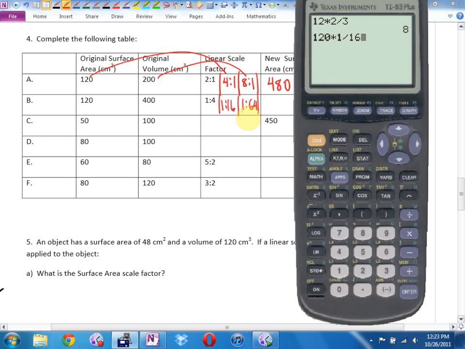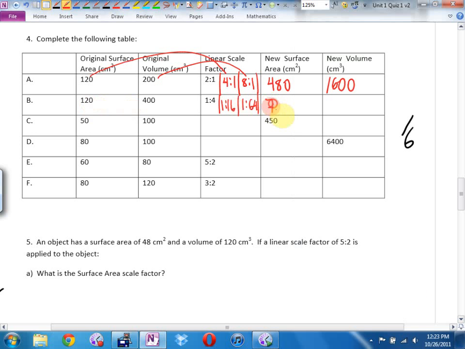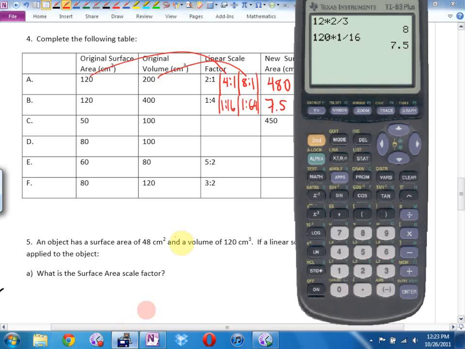Square it, right? Cube it. And because it's a reduction, 120 times 1 divided by 16, my new surface area, 7.5, folks, is that right? And 400 times 1 divided by 64, 6.25, there's my new volume.